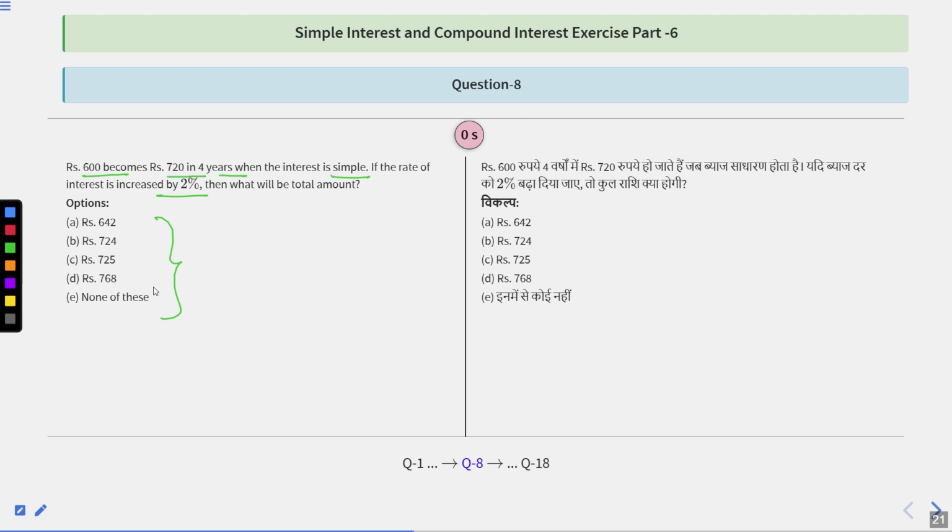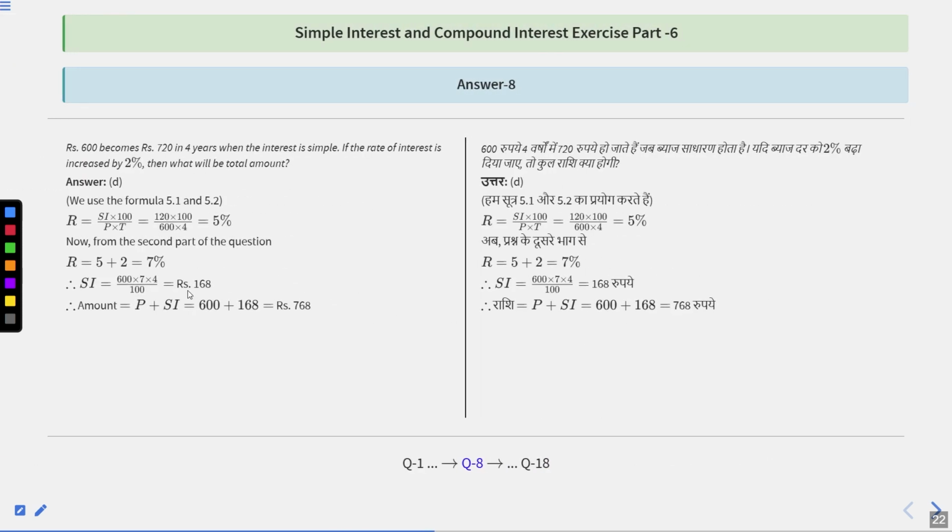Now time's up. Let's see the solution. Now, according to the question, we calculate R because we know the simple interest. So, simple interest multiplying by 100 upon principal multiplying by time is equal to R. Simple interest is 120 multiplying by 100 upon 600 into 4. So, we get the rate of interest, which is 5%.